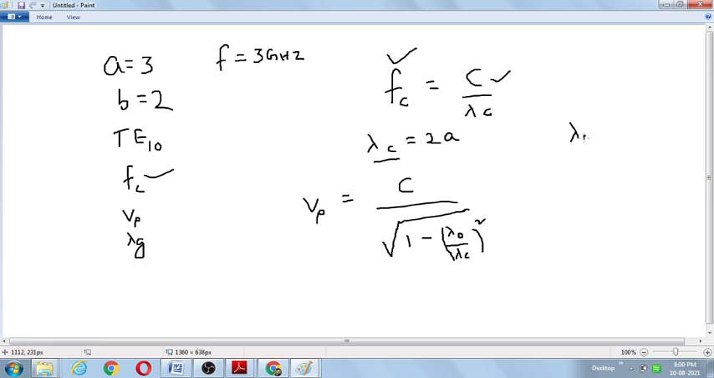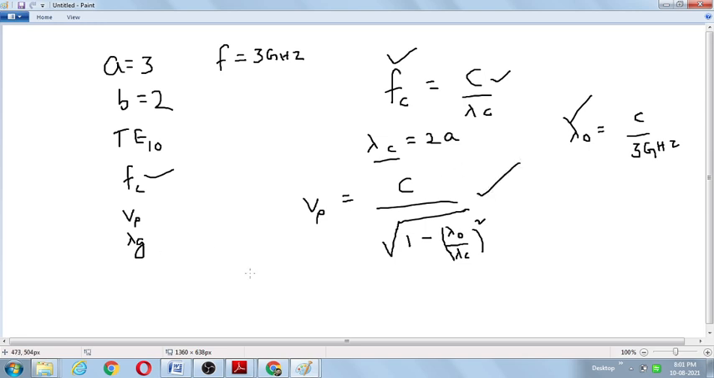Lambda naught is equal to c by f. Here c is equal to 3 into 10 power 10 centimeter per second, and f is equal to 3 gigahertz. That is the given data. So it is easy to calculate lambda naught. Substitute this lambda naught and lambda c in this equation. We will get phase velocity.